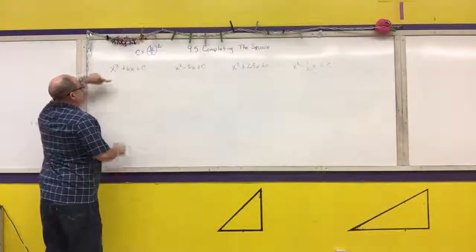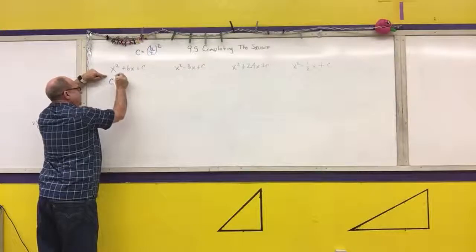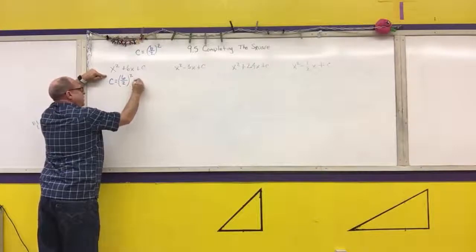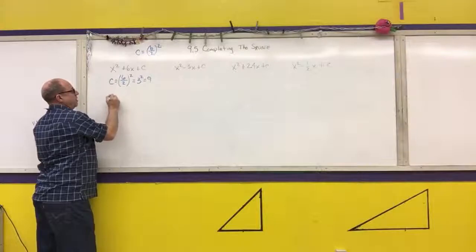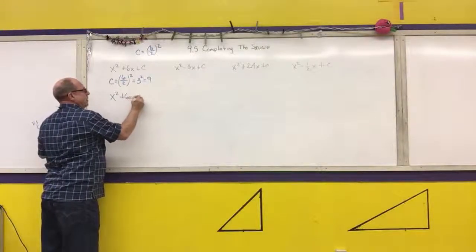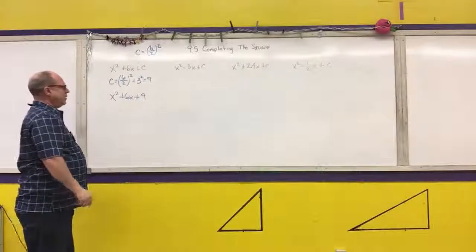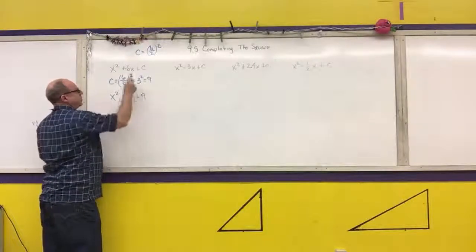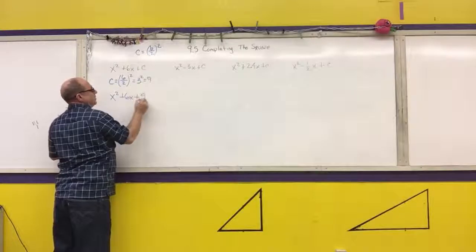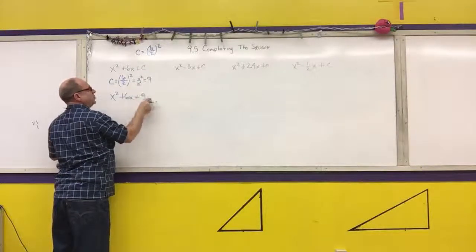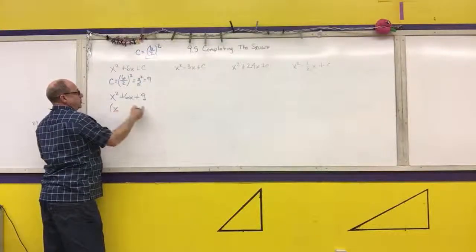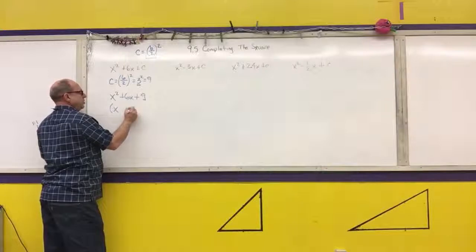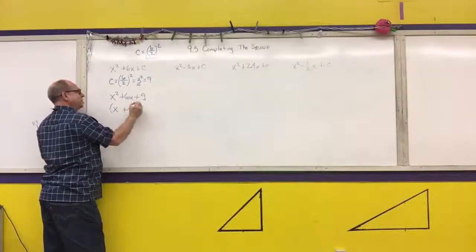So what does c equal here? C is half of the b term squared. 6 over 2 is 3. 3 squared is 9. So the perfect square that they wanted us to find is x squared plus 6x plus 9. And we factor it. Notice that that's a perfect square. It's the perfect square of 3, which is b over 2. So I have square root of the first, square root of the last, which is my b over 2. Copy the sign, all squared.